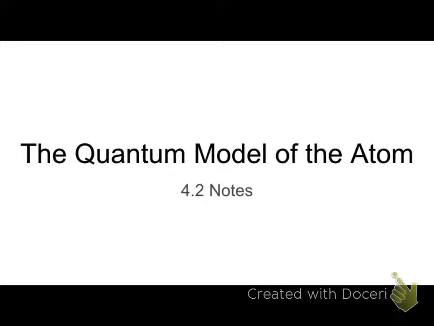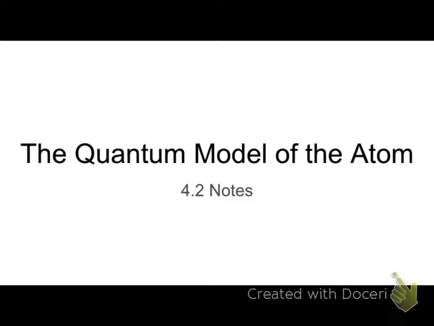The objectives for today are that by the end of class you'll be able to explain Heisenberg's uncertainty principle. So you'll be able to tell me what it is and you'll be able to explain to me what it means and why it exists.